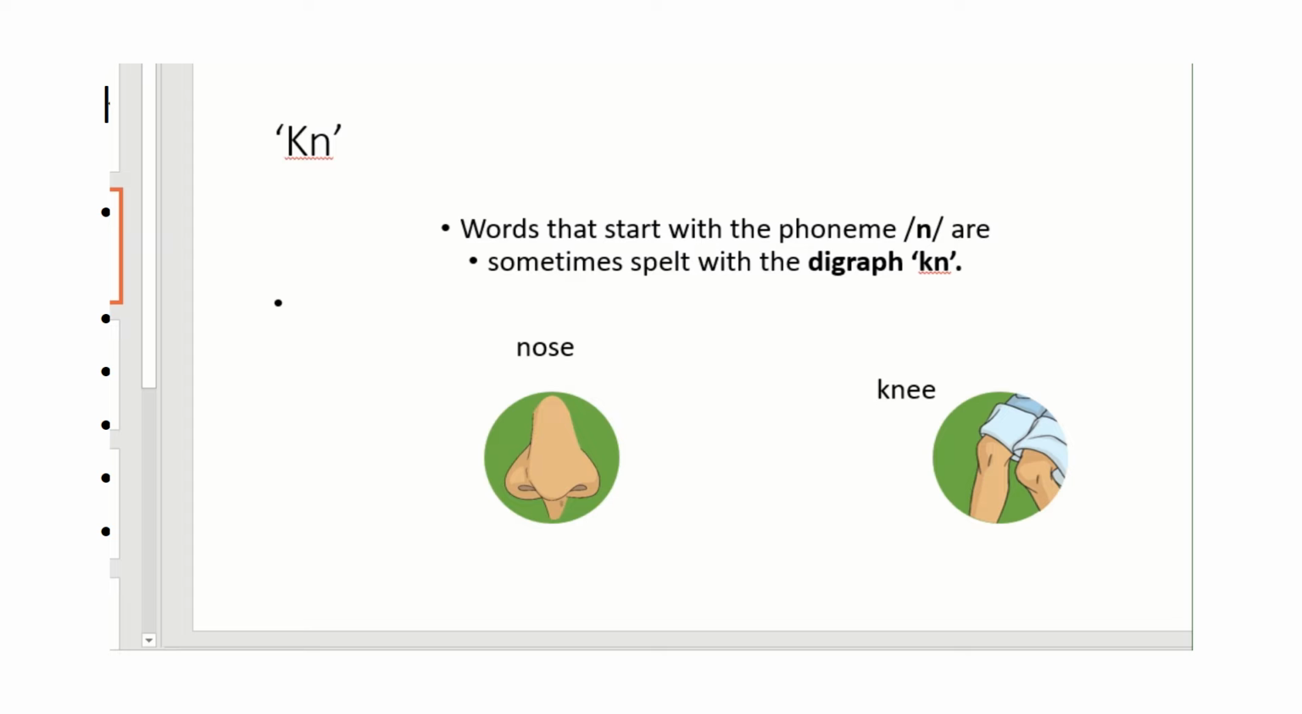Now, N words are words that start with the phoneme, that's a sound, N, and are sometimes spelt with the digraph, that's two letters, KN. So you can have a nose with an N, that's the grapheme, the letter that makes it, which is an N. And you can have two graphemes, KN. It's called the silent K.